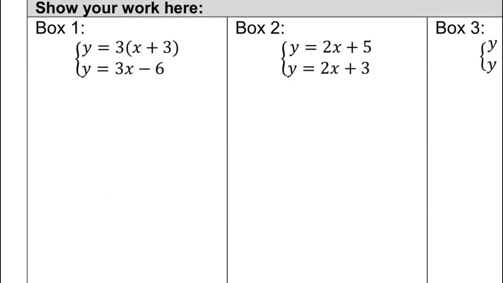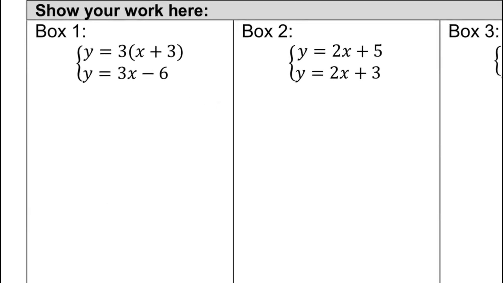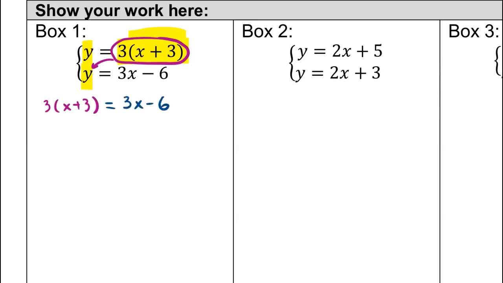Okay, we're going to look at problem 1 first. y equal to 3 times x plus 3. So we're going to plug 3 times x plus 3 in place of y. We're going to substitute 3 times x plus 3 in place of y. So that will give you 3 times x plus 3 equal to 3x minus 6.